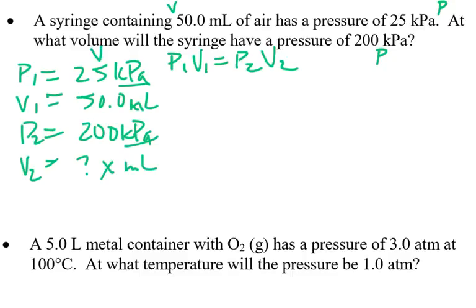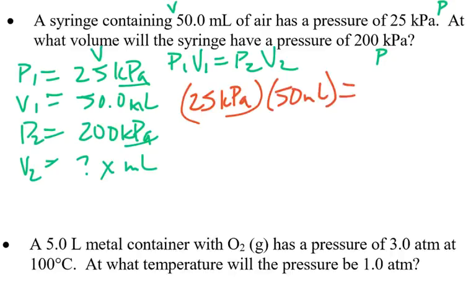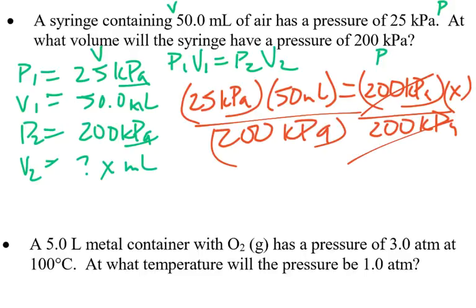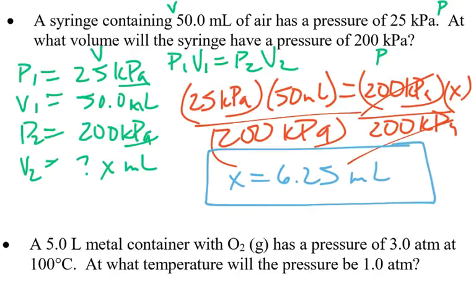So let's just substitute. And we have 125 kPa's times 50 milliliters is equal to 200 kPa's times X. So I'm going to solve for X, divide both sides by 200 kilopascals. So this cancels out. So X is equal to 125 times 50 divided by 200. And I get the answer here of 31.25, and that's going to be in milliliters. So I started off with 50 milliliters, it goes down, and that makes sense because my pressure is increasing a lot, so my volume ought to decrease a lot.